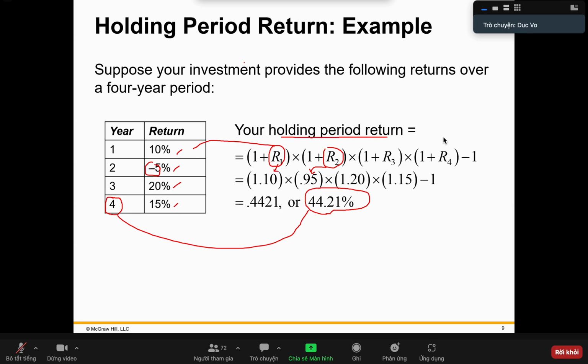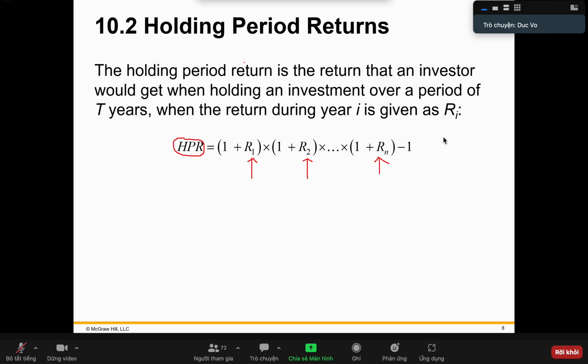So if you hold, let's say, for 10 years, then you need to know how much you earn per year. If you hold for 11 weeks, then you need to know how much you earn for 11 weeks. So if you know everything like that, then you can use this formula to calculate the holding period return.